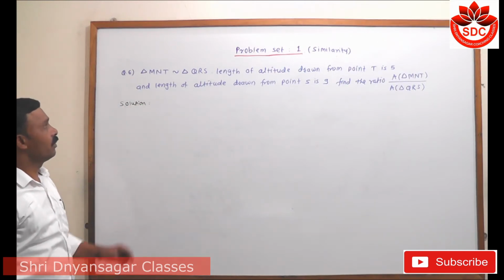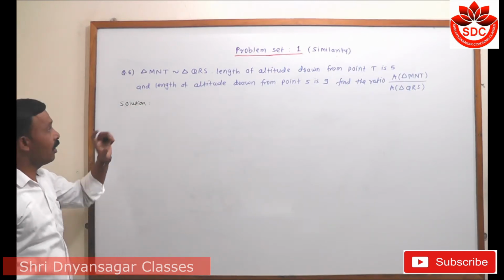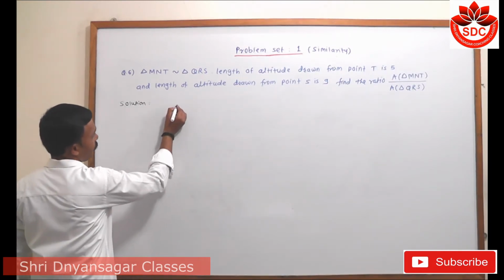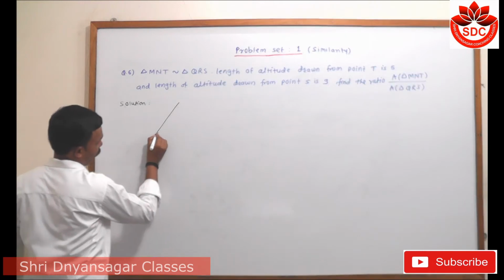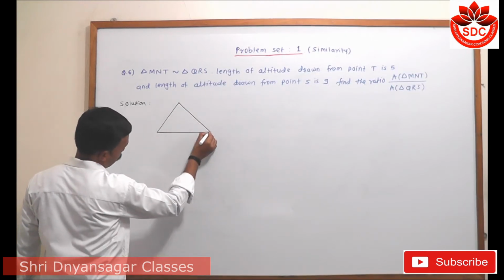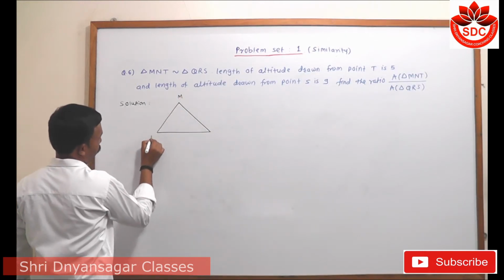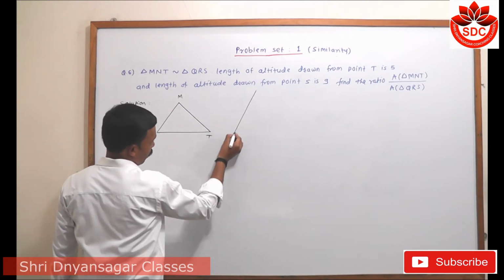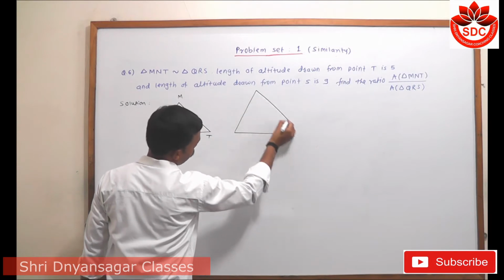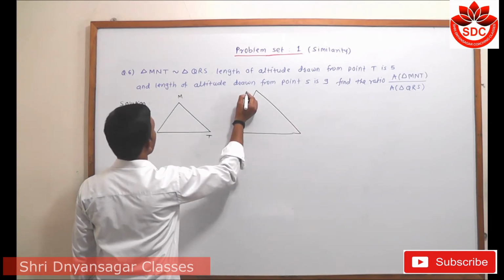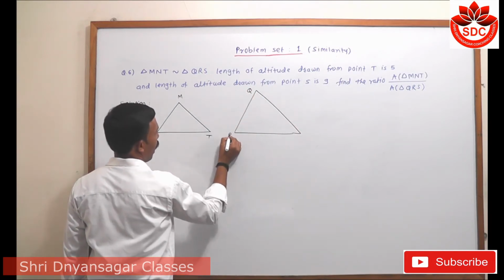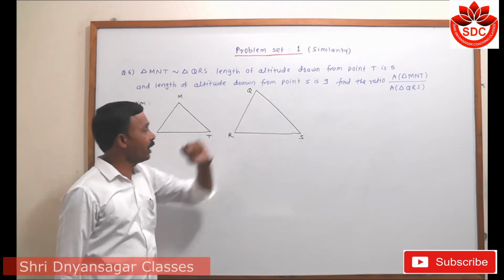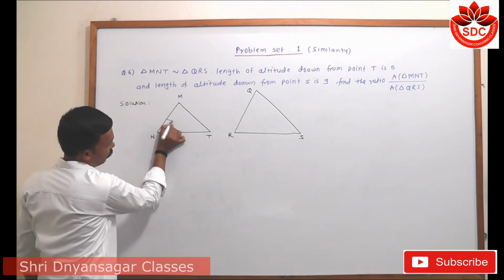for this solution we take two triangles. The first is the smaller triangle and the other one is the bigger triangle. So suppose this is the triangle MNT, and the second one, the bigger triangle, is suppose triangle QRS, and the altitude is drawn from the point T. So I have to draw one altitude, the perpendicular.